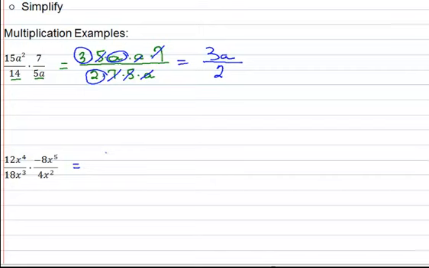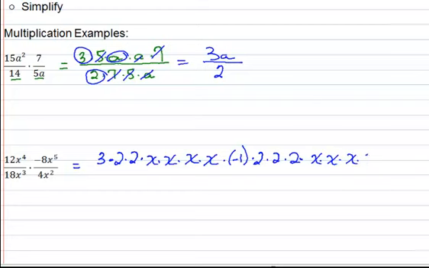So 12 is 3 times 4, or 3 times 2 times 2, and then 4 x's. You can see why this isn't the most fun method, but it will hopefully get the point across. And now we've got -8. So I'm just going to put a -1 here. And then 8 is 2 times 2 times 2, and 5 x's. So see how kind of complex this gets when we write it out, and this is why we want to take shortcuts that we learn.